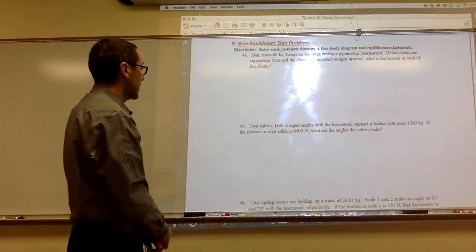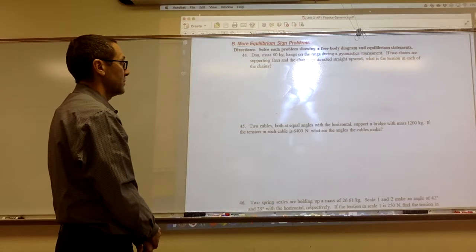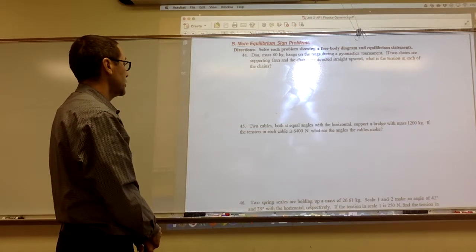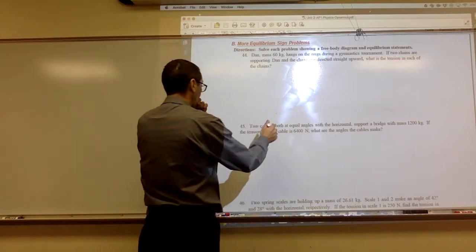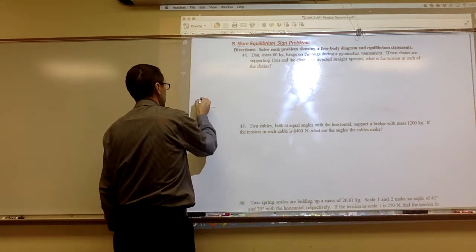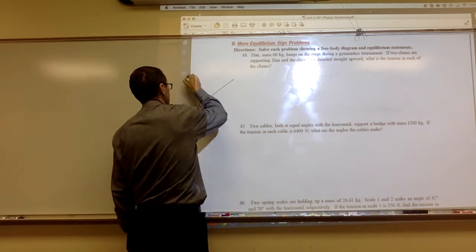Number 45. 2 cables, both at equal angle with the horizontal, support a bridge with a mass of 1,200 kilograms. If the tension in each cable is 6,400 newtons, what are the angles the cables make? Oh, let's take a look. Here it is. Okay. So, same angle.